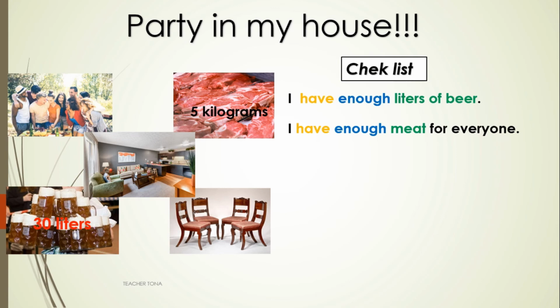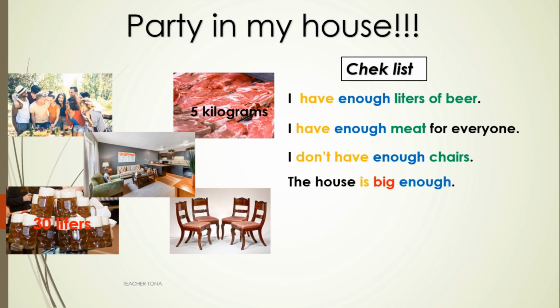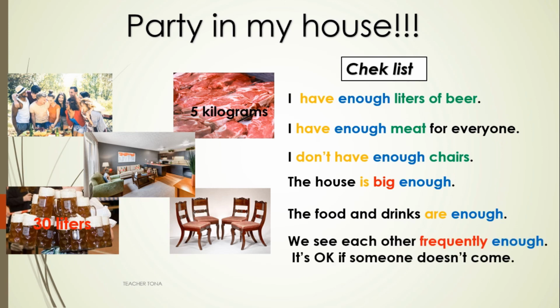Also, we can say, kids, that I don't have enough chairs. They need chairs, they don't have enough. I don't have enough chairs. The house is big enough. Remember, we are using an adjective, right? It's for that reason it's in red. The house is big enough. The food and drinks are enough. Okay, so we see each other frequently enough. It's okay if someone doesn't come.